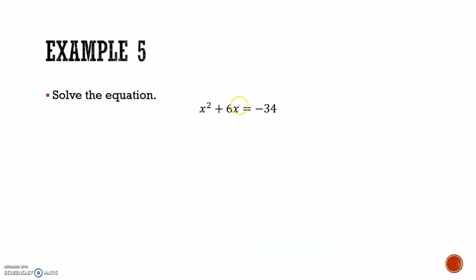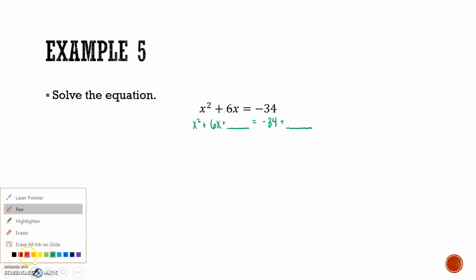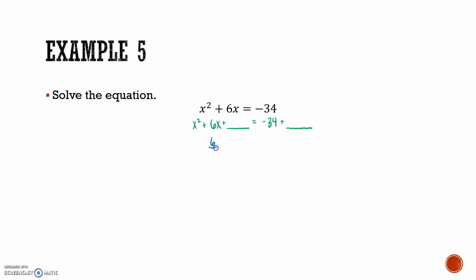All right, so for this one, I already have my blank on the left side. If I just want to rewrite it with a little more space, there we go. I can do that. Some people, if they have a blank on the left side to fill in, will also put a blank on the right side just to remind themselves that they have to add that to the other side. So in this case, what's going to go on our blank to complete the square? I'm going to take b over 2, quantity squared, which would give me 3 squared, which would give me 9. So 9 goes here, and 9 goes here.